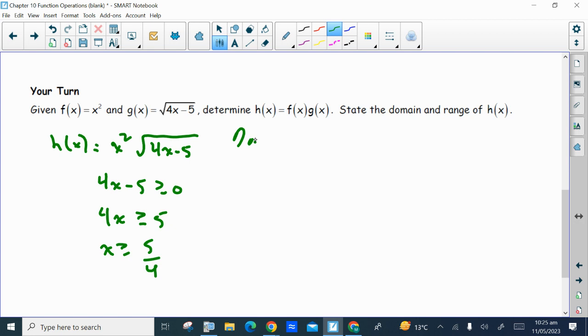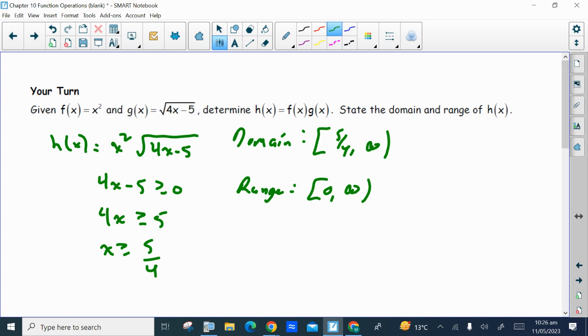So because of that then, our domain will go from 5 quarters up to positive infinity, and our range will go from 0 up to positive infinity. Right?